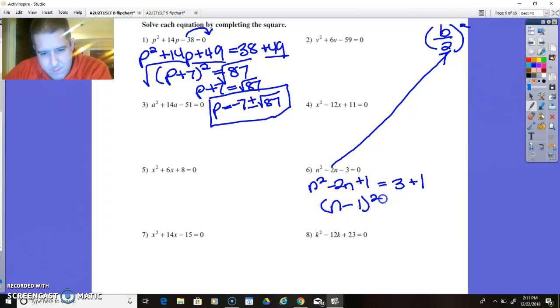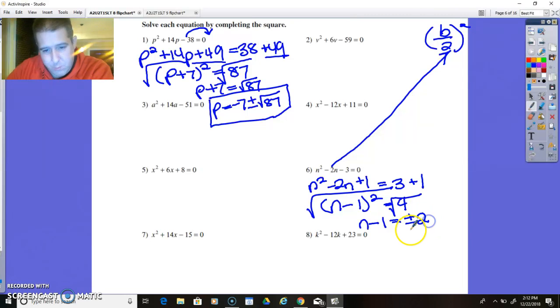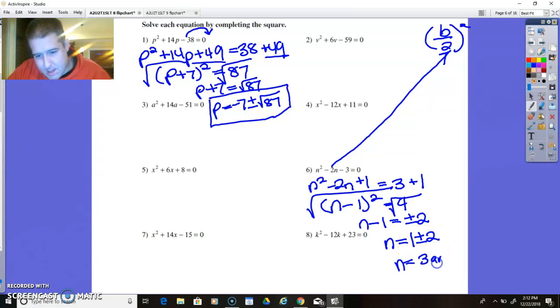It's now a perfect square of n minus 1 plus itself times itself equals 4. Now, this time it worked out perfectly. This is going to be a perfect square. So I get n minus 1 equals both positive and negative 2. Move the 1 to the other side, n is 1 plus or minus 2. So the answers are going to be 3 and negative 1 if I simplify. So 1 plus 2 makes 3, and 1 minus 2 makes negative 1.